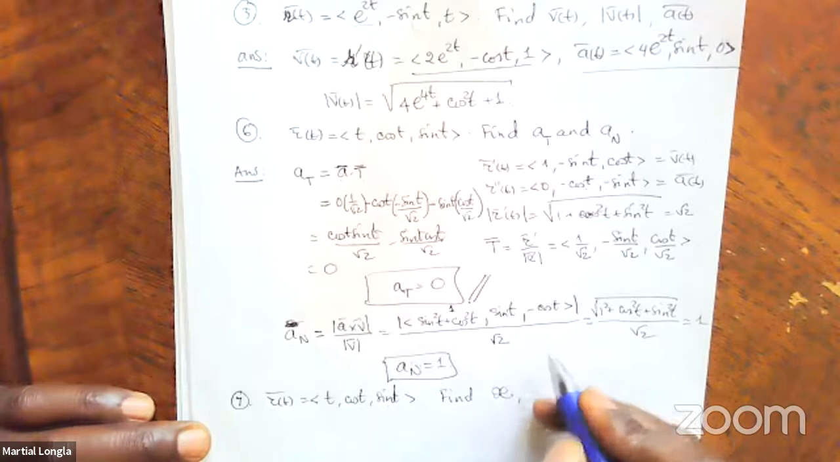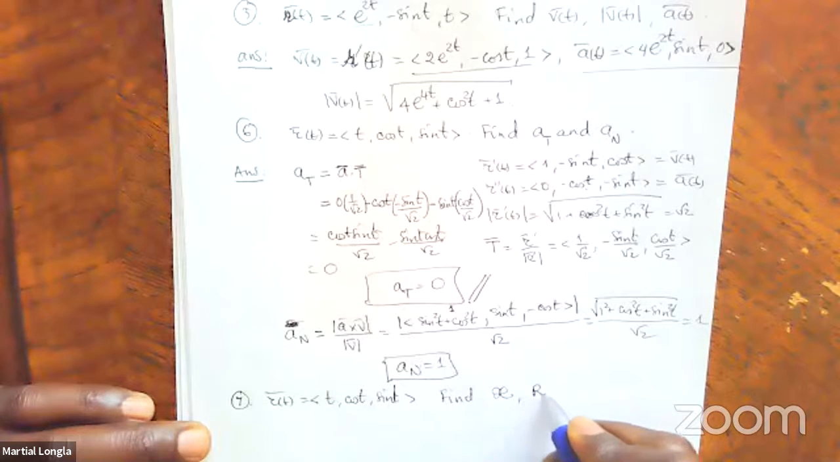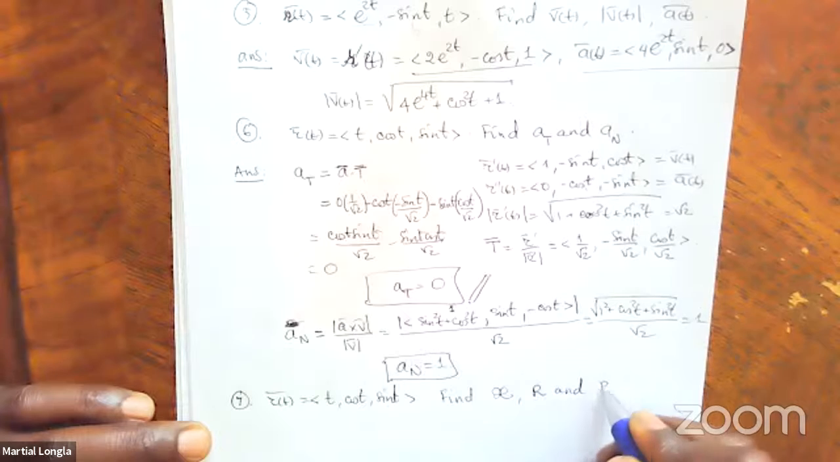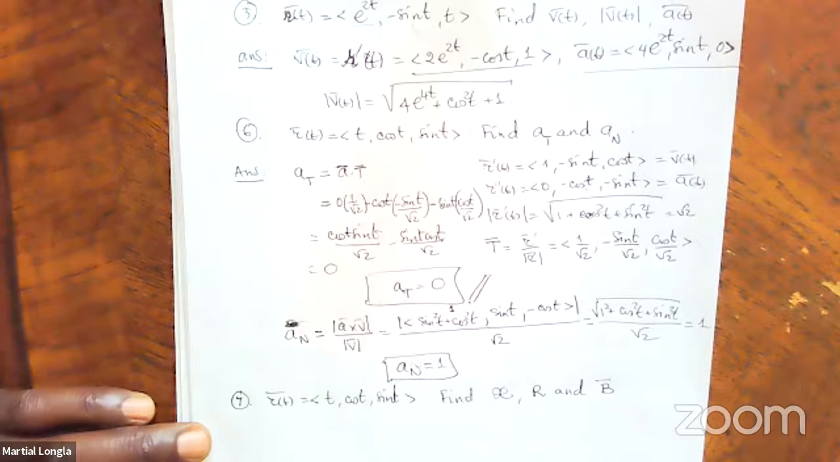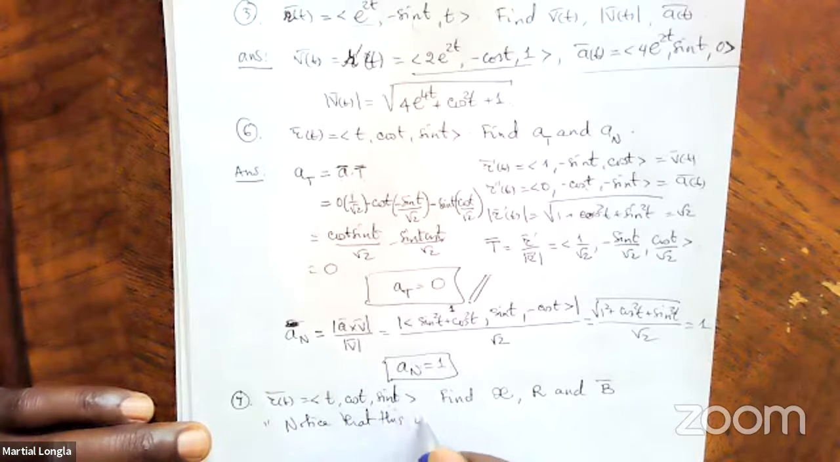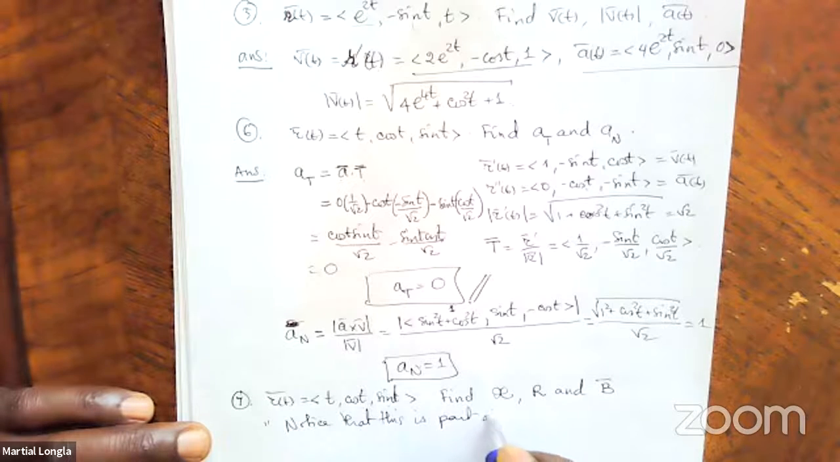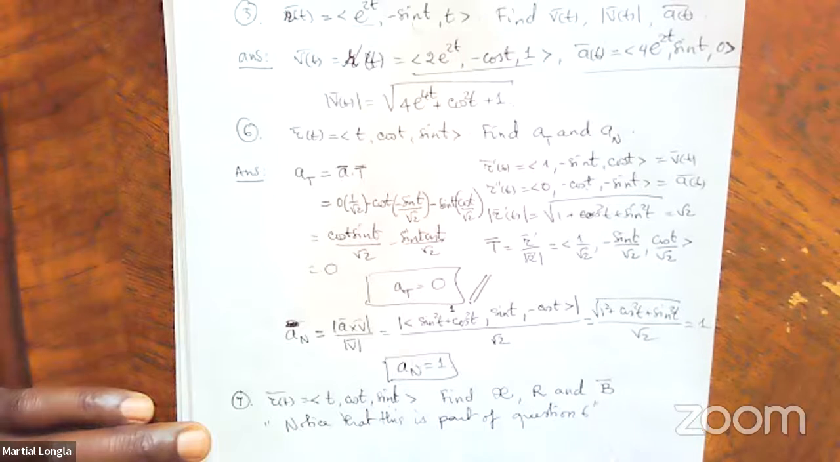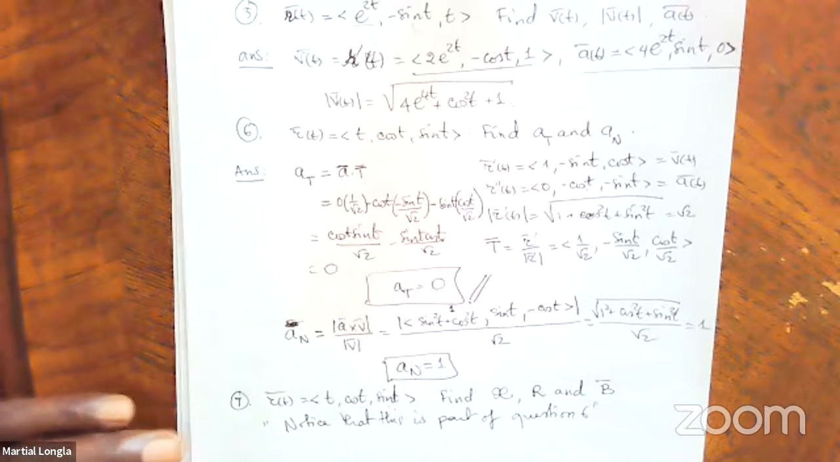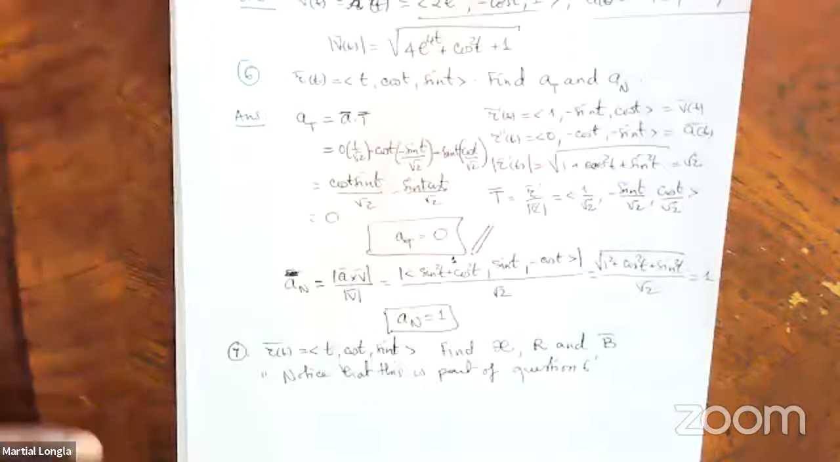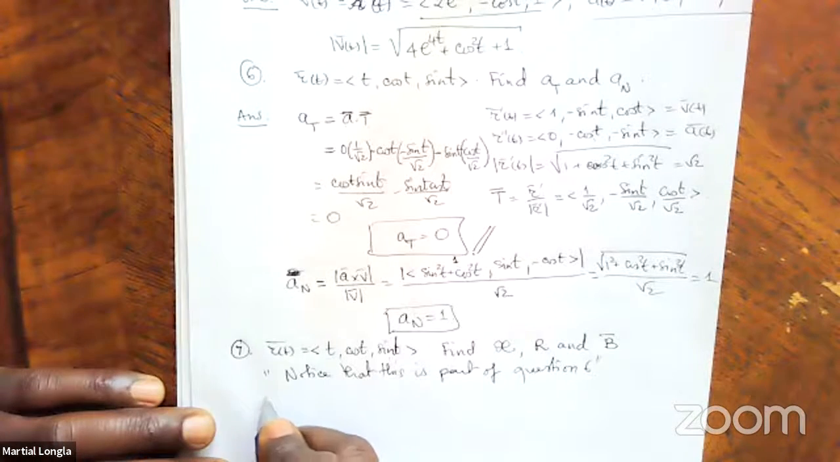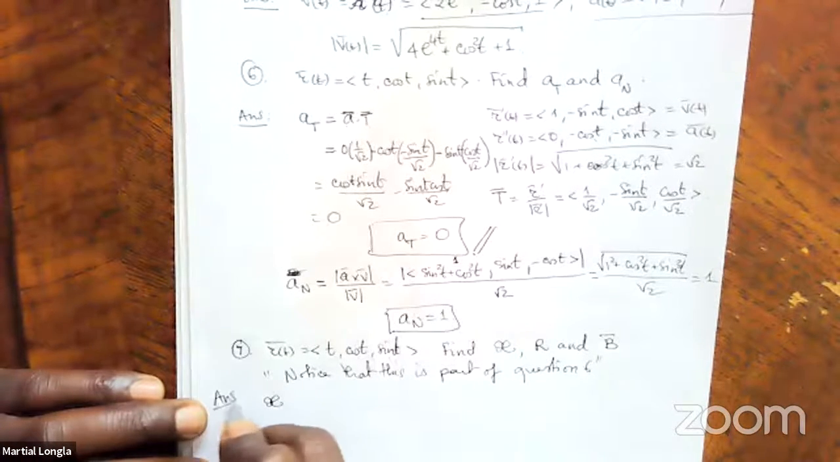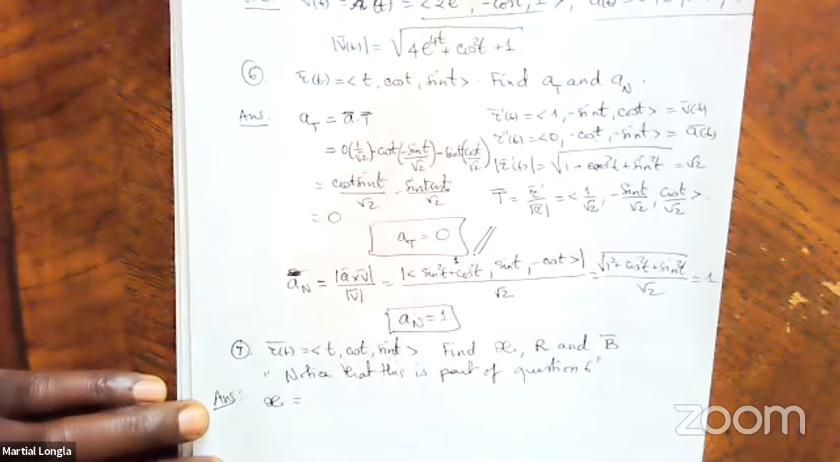And the curvature, the radius of curvature, and the vector B. And again, I say, notice that this is part of question 6. So you don't have to do twice the work that you already have. And all you have to do is tell us, what's the formula for the curvature?